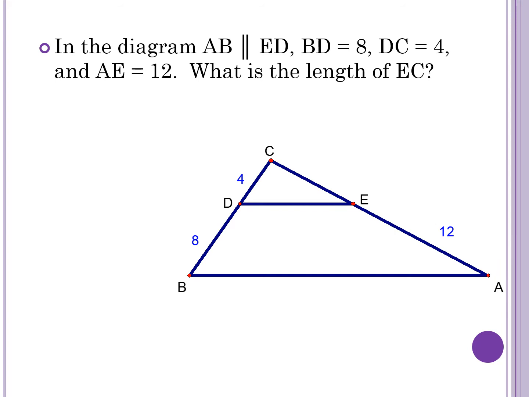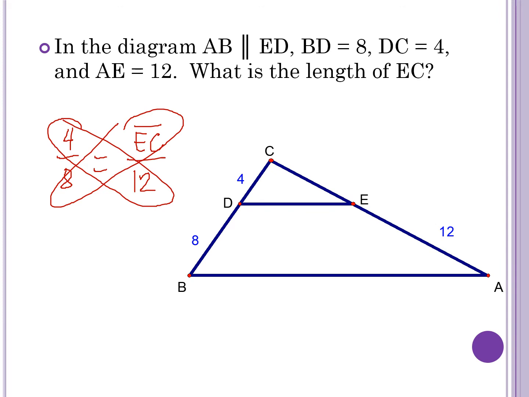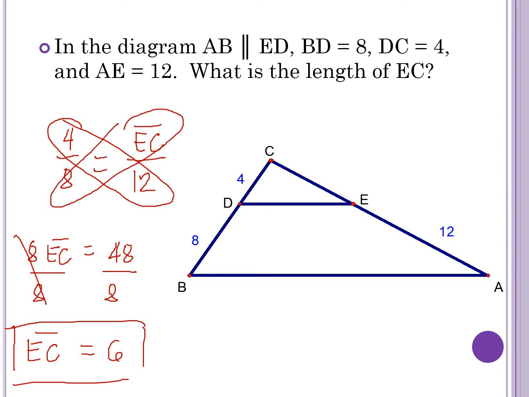In order to solve for the length of EC, we form a proportion from the given measures of the sides. So we can write 4 is to 8 is equal to EC is to 12. Cross multiply, 8 times EC is 8EC. 12 times 4 is equal to 48. Divide both sides by 8. Therefore, the length of EC is equal to 48 divided by 8, and that is equal to 6.